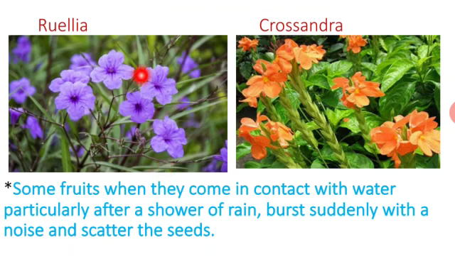Ruellia as well as crossandra, this is the flower we call kanakambaram, okay? And this is December, a likewise flower.